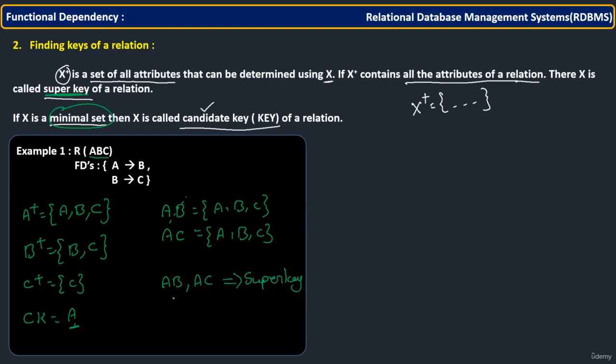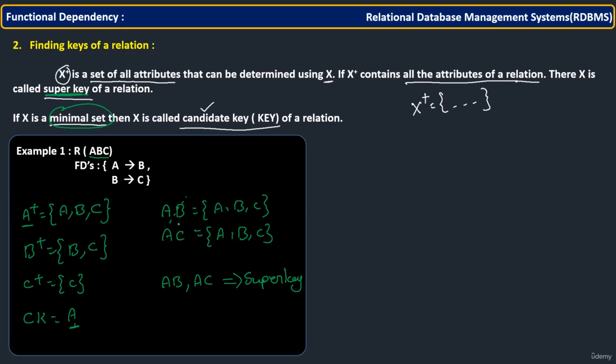So its minimal form is actually a candidate. Try to understand this differentiation, very important. In this way, we can simply find out the candidate keys. Any attribute or combination of attributes whose closure gives all attributes in the relation, that closure is called a candidate key.